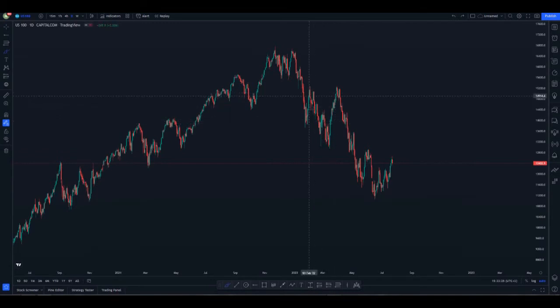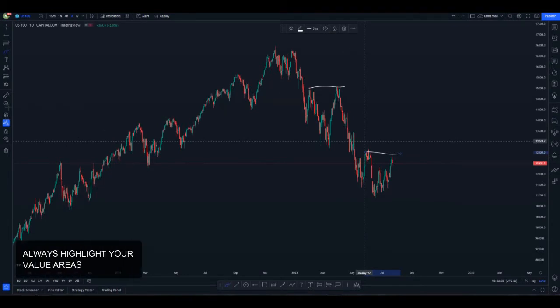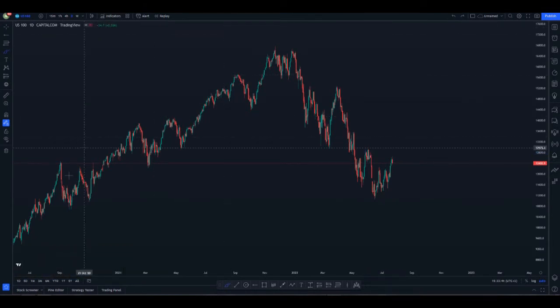And the next value area, same as this one, is here. So I'm expecting the market to give me the same thing it gave me here, to reject off our value area, right? So we just want to mark it out as our value area, just to know that if it breaks above this area, then we're going to go bullish, right? That was value area 1.